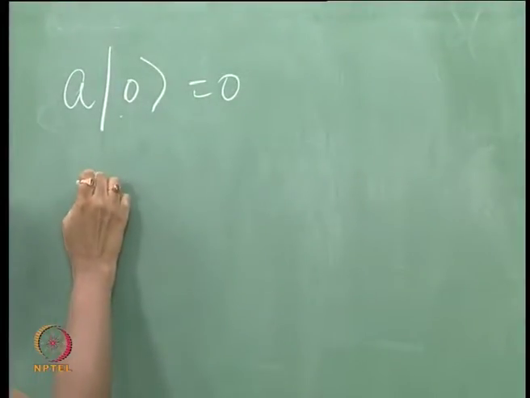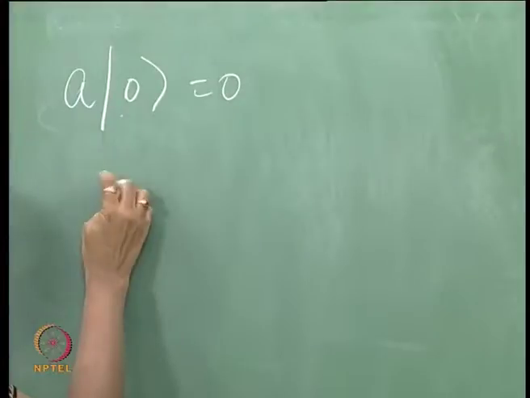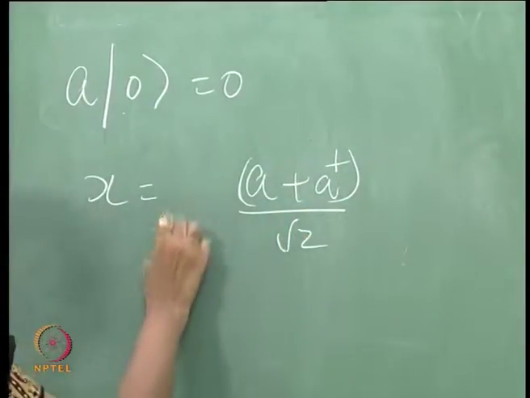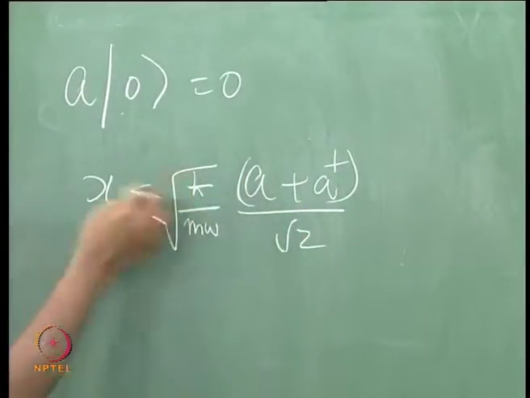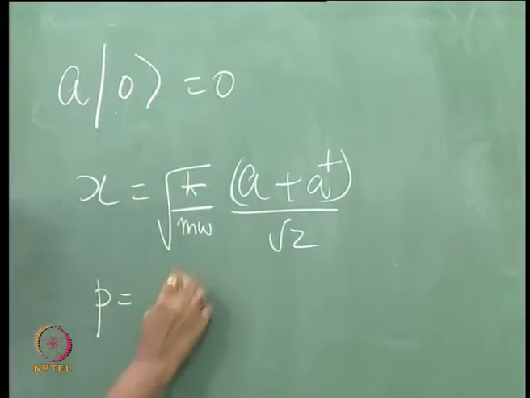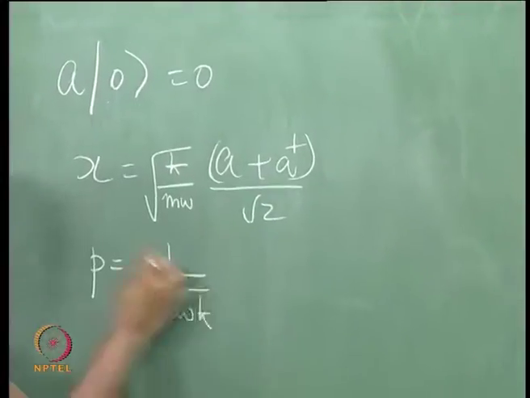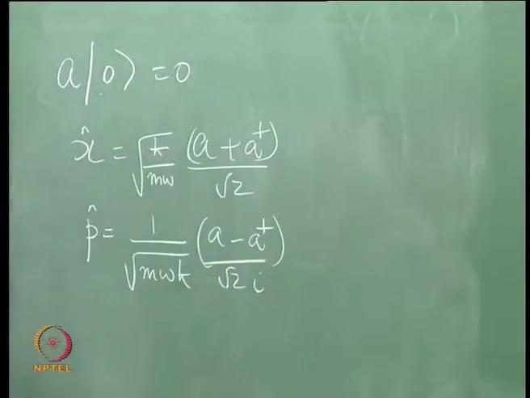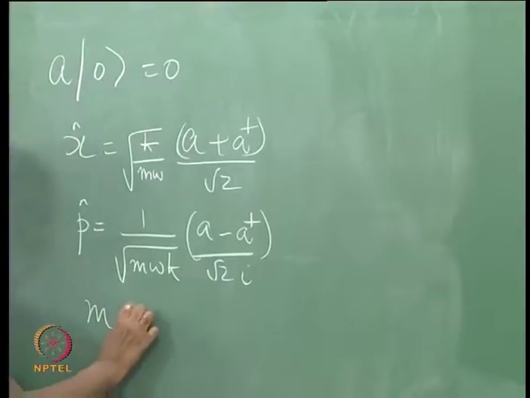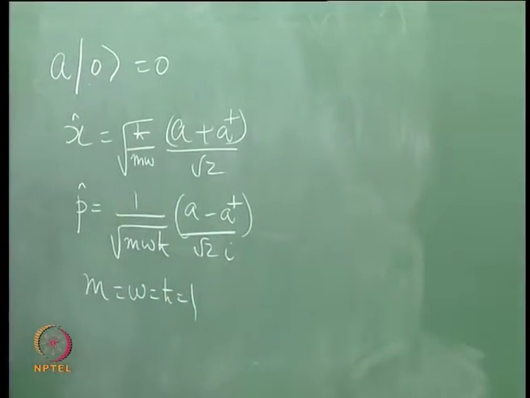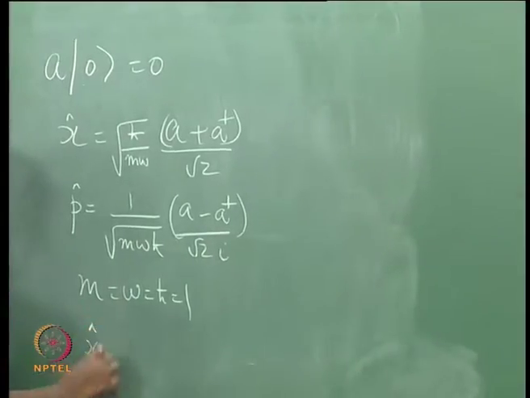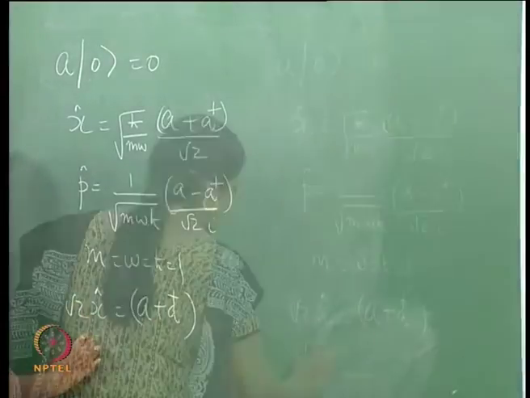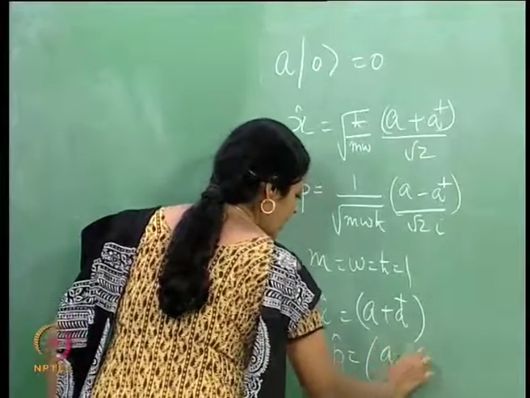But we also know that x was (a plus a dagger) by root 2, which was dimensionless, with a root of h cross by m omega, which had dimensions that were appropriate, and p is 1 by root of m omega h cross. These are operators, (a minus a dagger) by root 2i. Now, suppose for convenience, just to illustrate the point, I set m equals omega equals h cross equals 1, then I can see that x is (a plus a dagger) by root 2, and p is (a minus a dagger) by root 2i.